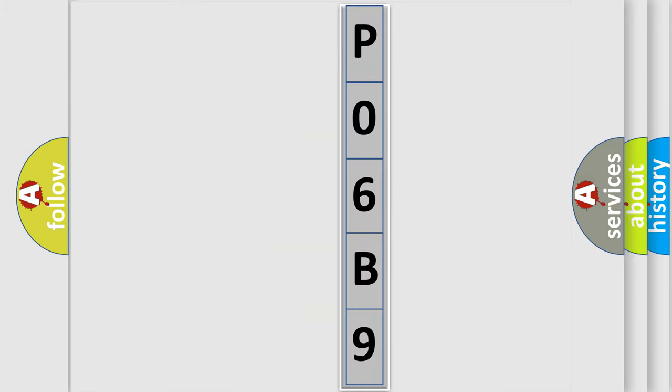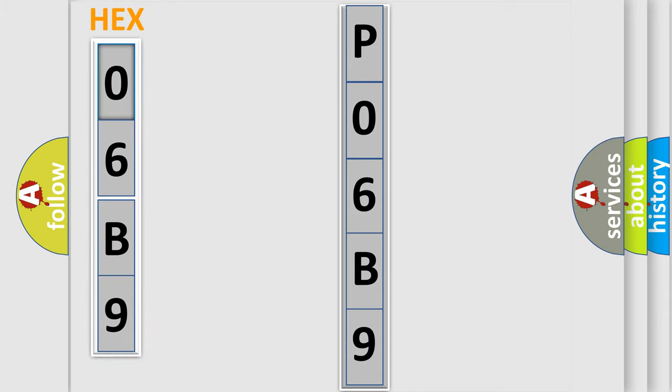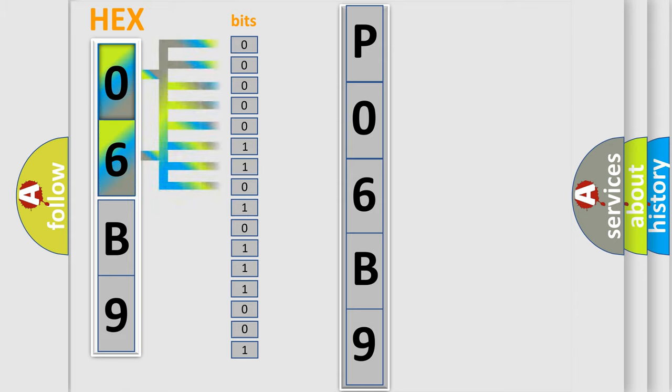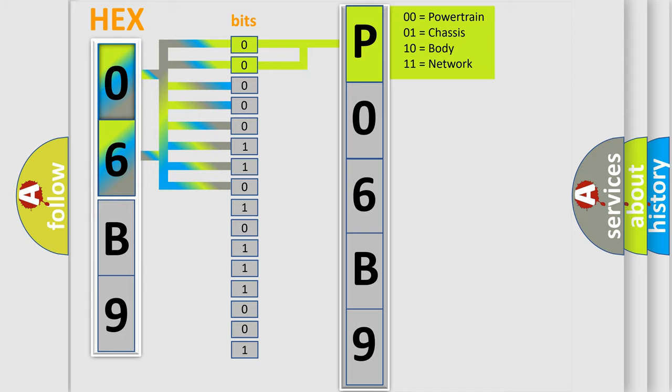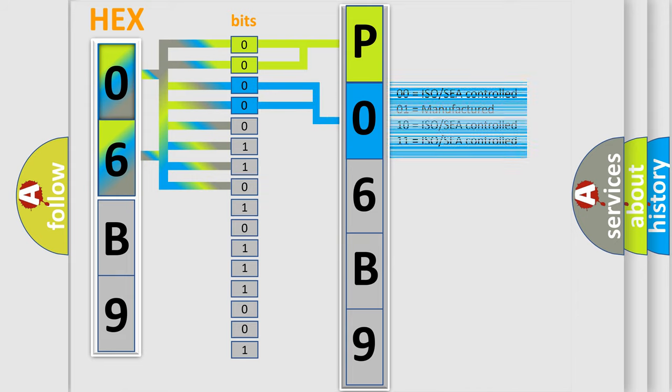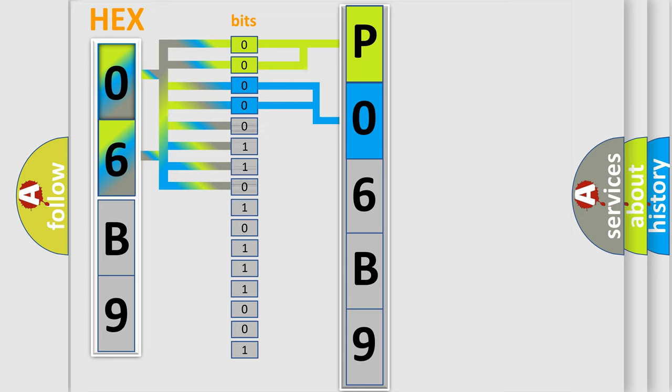The error code is split into two bytes consisting of 16 bits. One bit is the basic unit that each computer works with. The bit has two logical states: 0, low level, 1, high level. By combining the first two bits, the first character of the error code is expressed. The next two bits determine the second character. The last bits of the first byte define the third character of the code.